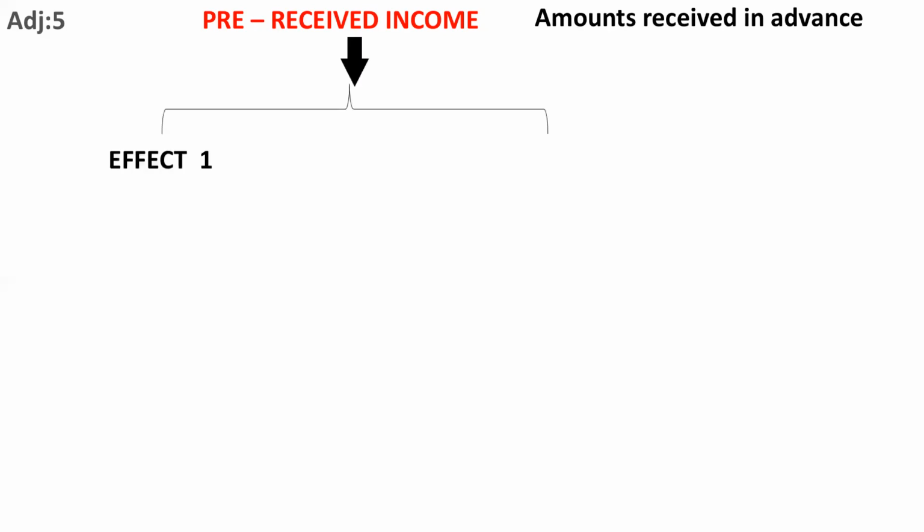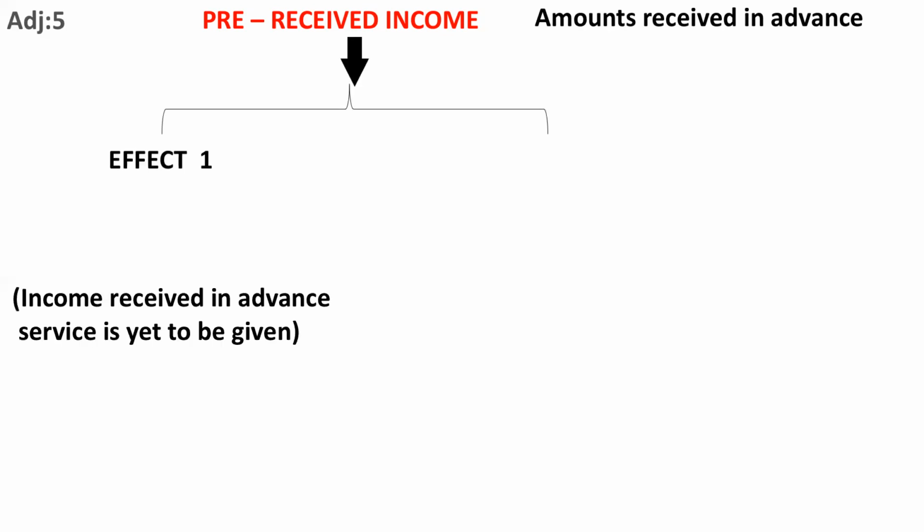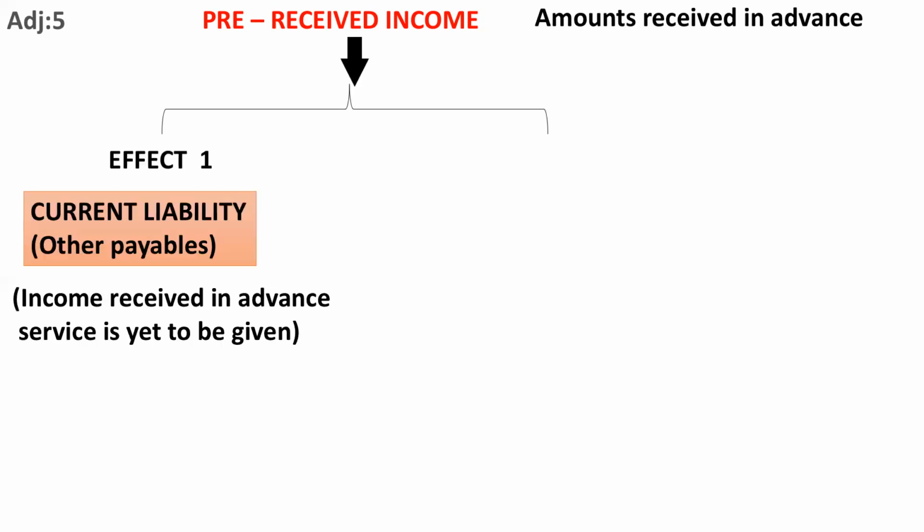Next adjustment, pre-received income, amounts received in advance. Service is still to be provided. So the first effect is that the pre-received income would come in current liability under the heading other payables, because income is received in advance and service is yet to be given.